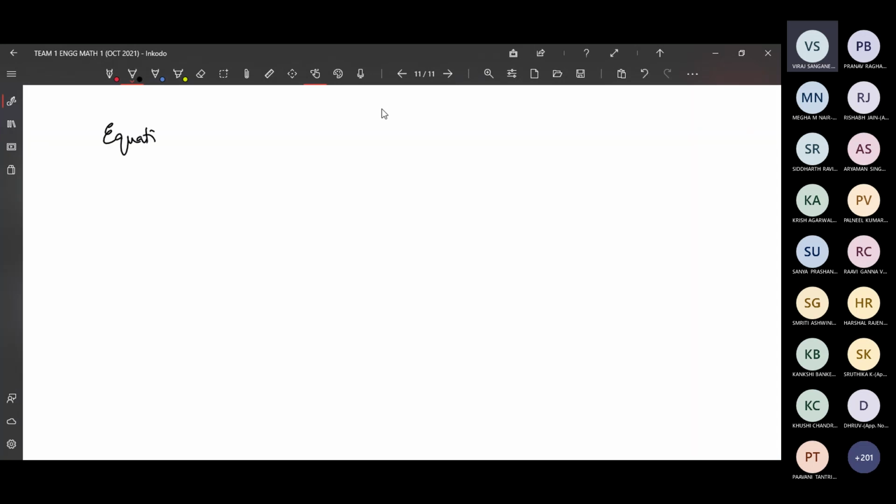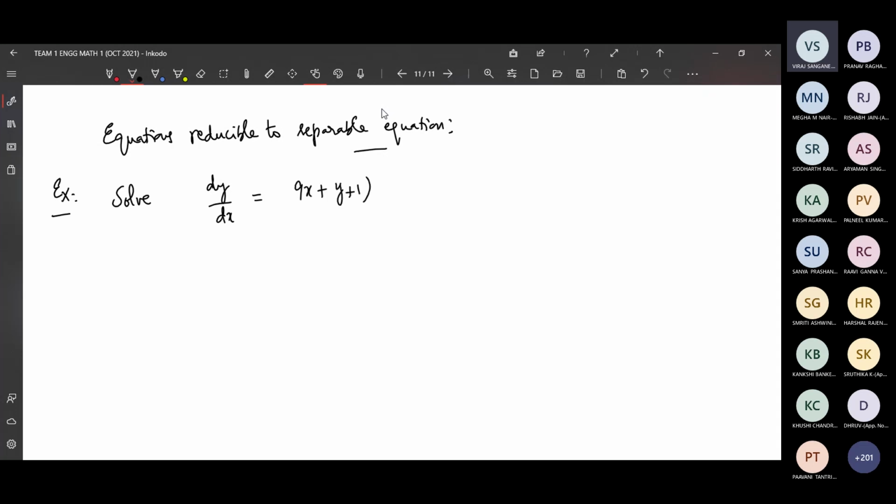Equations reducible to separable equations. I'll just start with an example. Solve the differential equation dy by dx equal to (9x plus y plus 1) whole square.